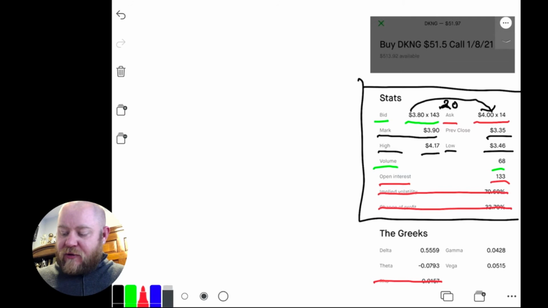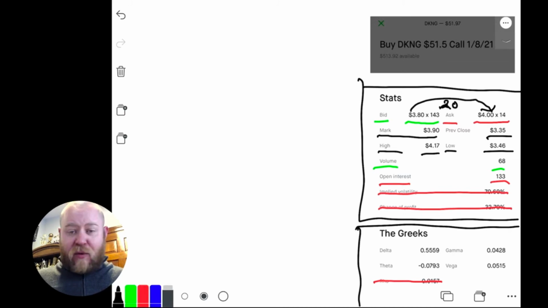Now let's talk about the Greeks, and that is the section right down here. Again, we're not going to talk about Rho. It's too complicated. It's not going to affect anything that we're going to talk about today or your ability to trade these options. So we're not going to worry about Rho. What we are going to focus on first is delta.